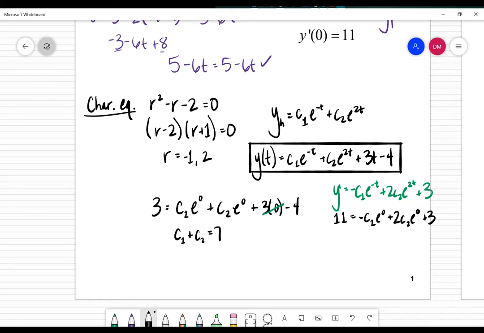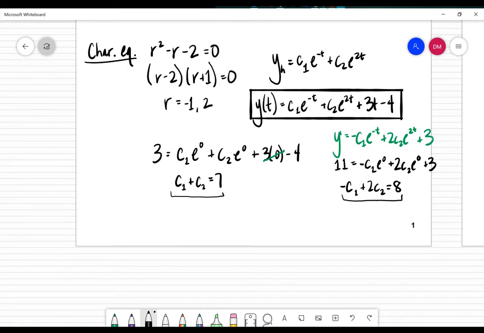All right, so a little more simplifying here. I'll subtract that 3 over, and it looks like I'm going to get negative C1 plus 2 times C2 is equal to 8. So here is equation 1 for my system. Here is equation 2. This is going to be a nice elimination right here. So my positive C1 will cancel with my negative C1. I do like that. All right, using elimination, I get 3C2 is equal to 15, a nice integer, C2 of 5.